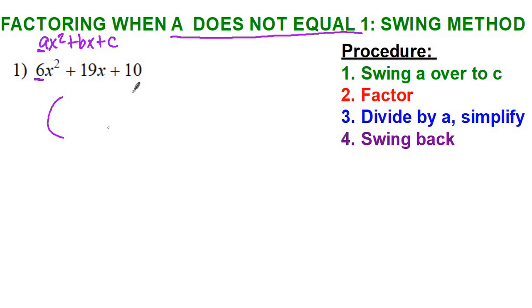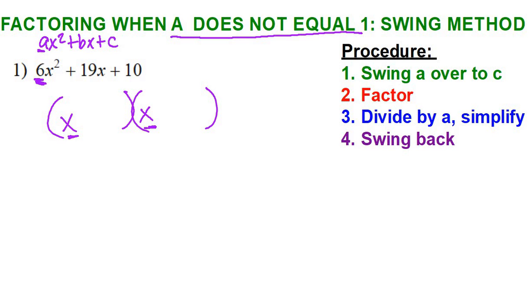Because here's the problem. If we factor this right now, in the past we were always putting two x's here. X times x does not equal 6x squared. So we're going to have a problem. There's actually more than two ways. There's a lot of ways you can do this. I'm going to show you what I think is the easiest way.